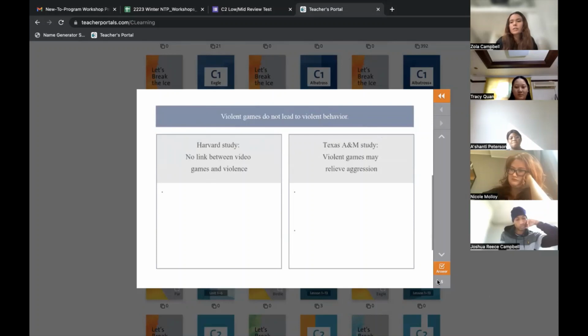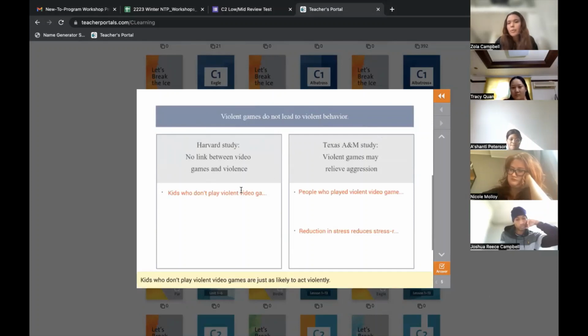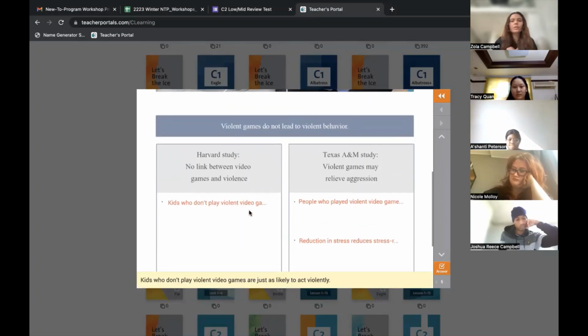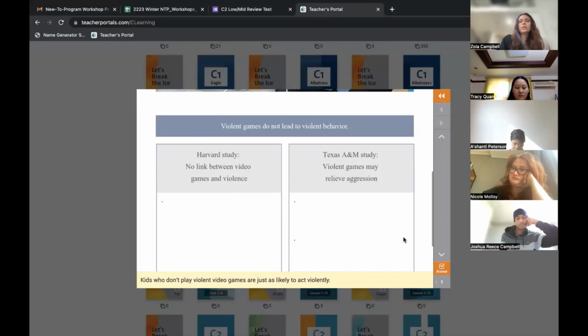And there are specific answers here, but I don't think you need to look specifically for those answers as long as they can justify why they wrote down what they wrote down, okay? For example, the answer here is kids who don't play violent video games are just as likely to act violently. If that's what they told you, you can ask them, well, why did you write that down? Why did you find that important? And they'll say, well, it answered the WH question. So that's kind of what you're looking for. You're looking for them to answer the WH questions and also just write down anything that they find important.